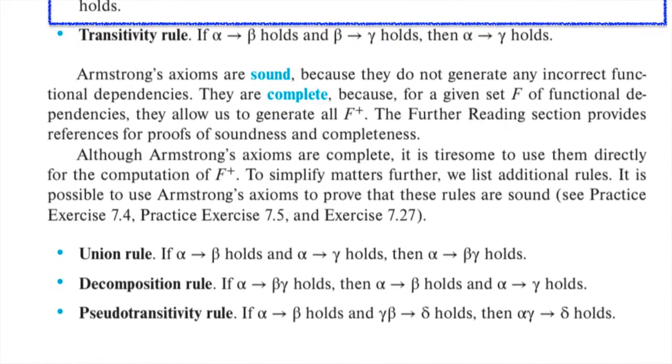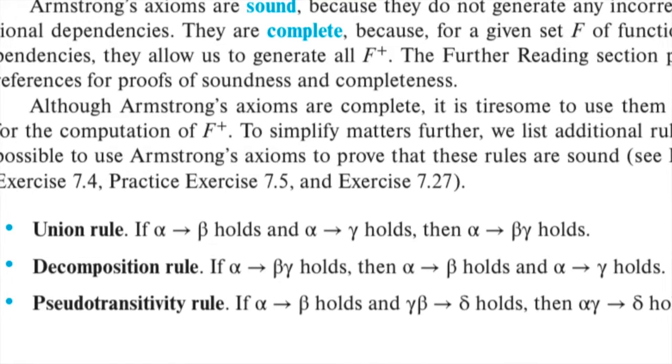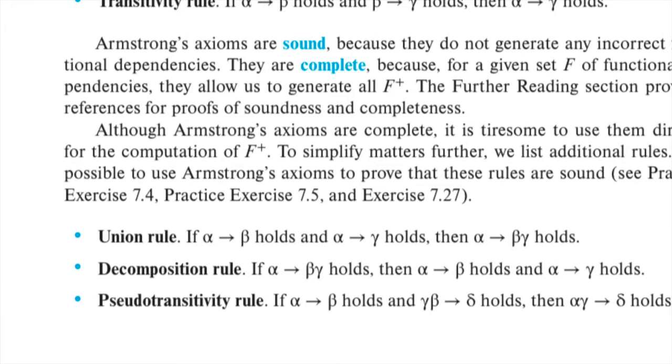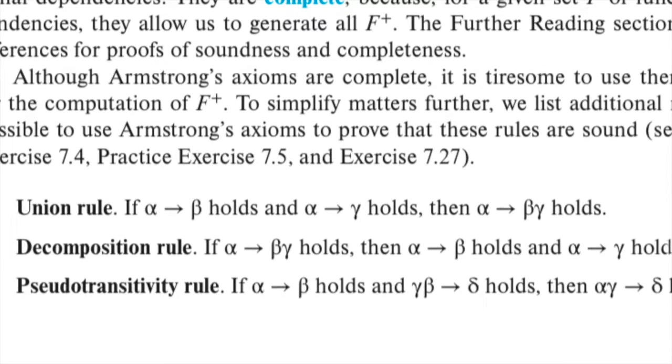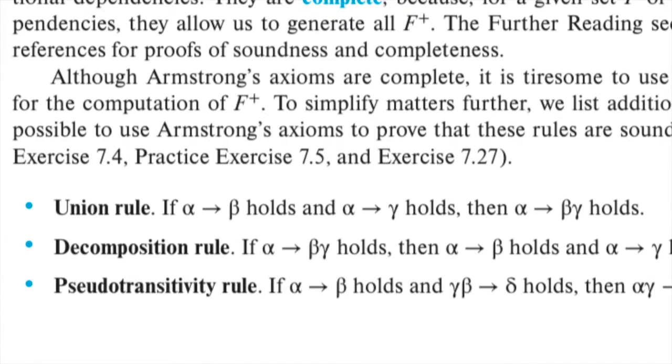So, we have the union rule, which is if we have alpha to beta and we have alpha to gamma, then we can say that there is alpha to beta gamma. Okay? So, since these are just sets, so we are getting the union of beta and gamma. For the decomposition rule naman, we have this. So, if alpha to beta gamma holds, then alpha to beta holds and alpha to gamma holds. So, basically, dinecompose mo yung union rule dito.